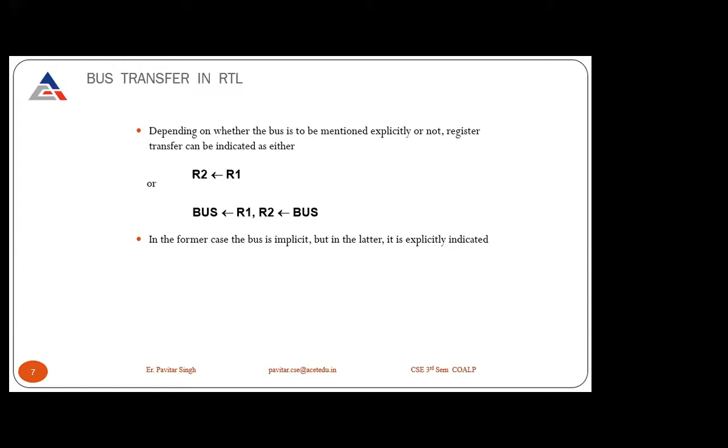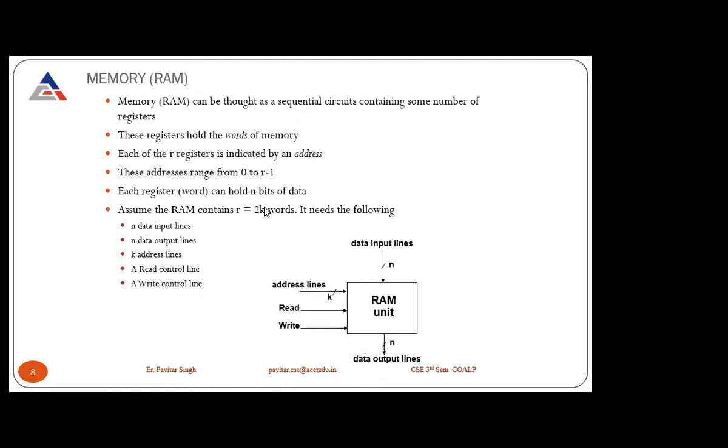I hope the concept is clear. First of all, you need to put the data from the register onto the bus, and then you are going to read the data from the bus to the R2 register. So this one is the RTL.